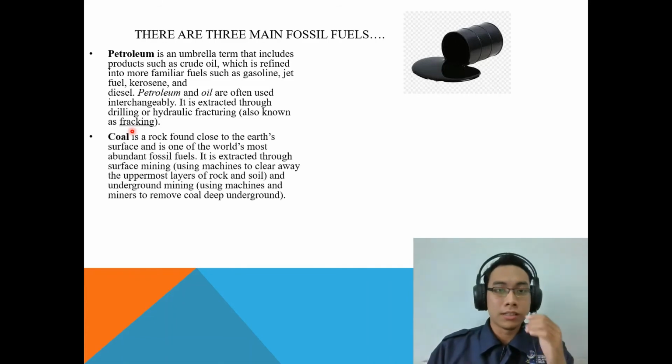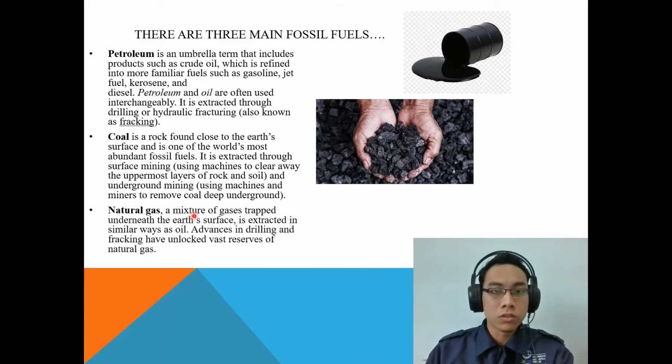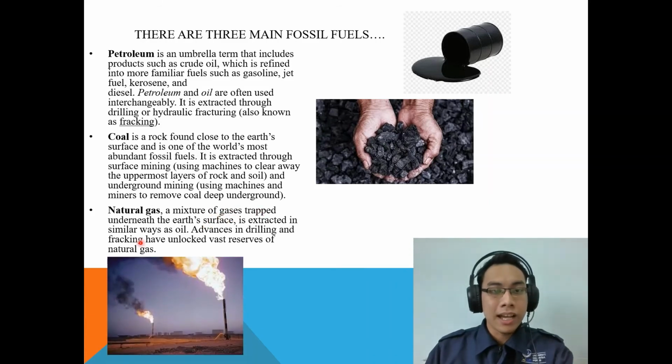The second one is coal. We use machines and miners to remove coal from deep underground. The third one is natural gas, which is a mixture of gases trapped underneath the Earth's surface. It's extracted in a similar way as oil, using the fracking process. Advances in drilling and fracking have unlocked vast reserves of natural gas.